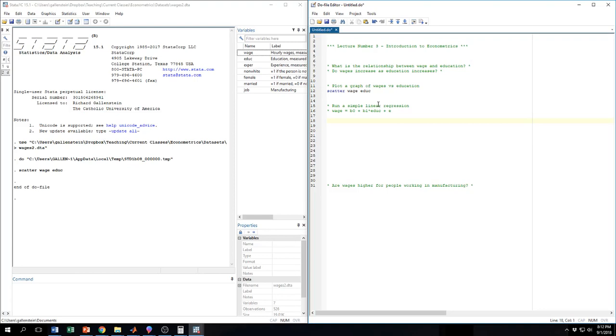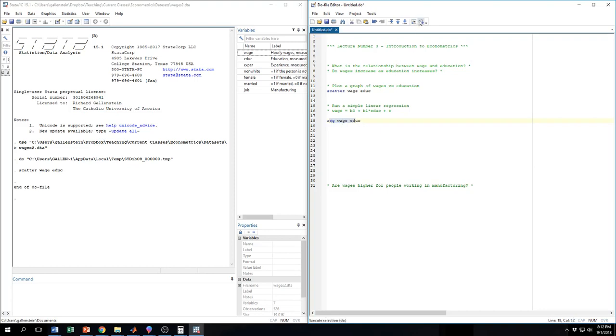So Stata is a nice statistical package. What this is going to do is estimate what beta 0 and beta 1 are, given the wage data and the education data that we have in here. And it's actually really straightforward. We just write reg, short for regression, then we put our dependent variable, and then our independent variable. And that is it.